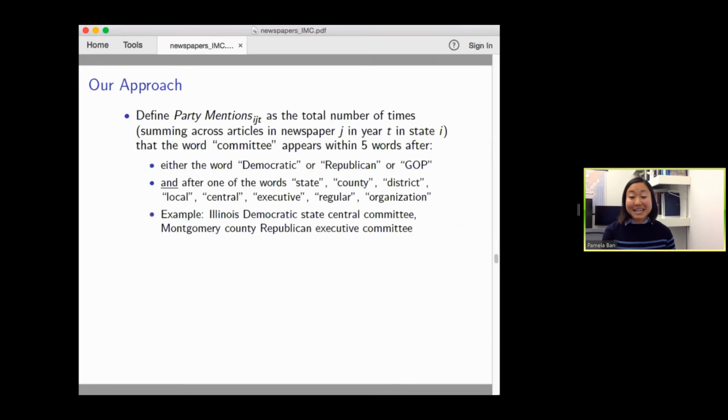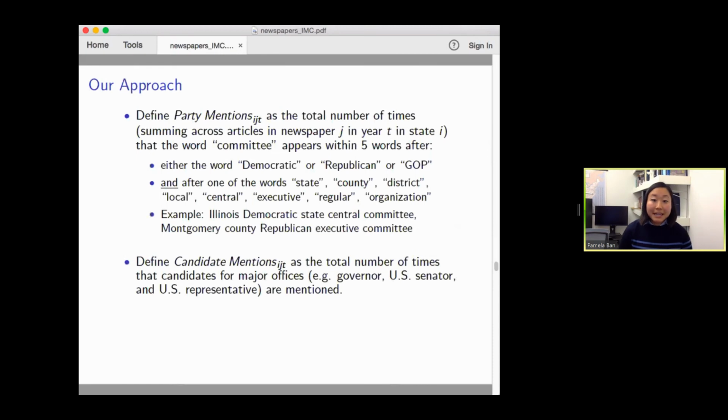As I said, we almost never hear about these days, but back in the time when the local and state party organizations were more powerful, previewing our results, these phrases frequently occur in the news. And then we're going to define the variable candidate mentions as the total number of times that candidates for major offices, such as governor, U.S. senator, and U.S. representative, are mentioned.